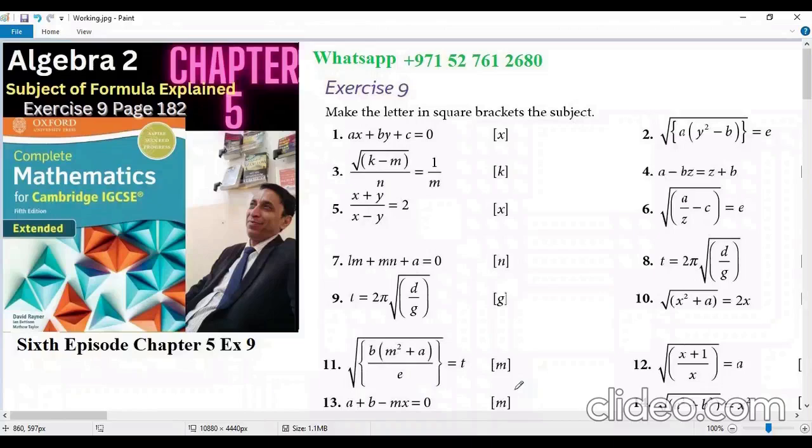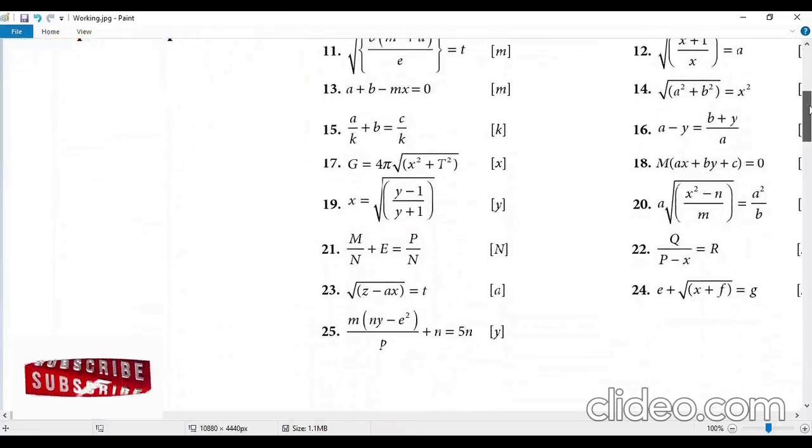Hello everyone, this is the 6th episode of chapter 5, and in here we are going to discuss exercise 9, which is the last exercise of this topic, subject of the formula. This exercise is a bit different from the previous exercises. In this exercise, letters are given in the bracket, and those letters are to be made the subject of the formula. Now, this exercise has 25 questions altogether.